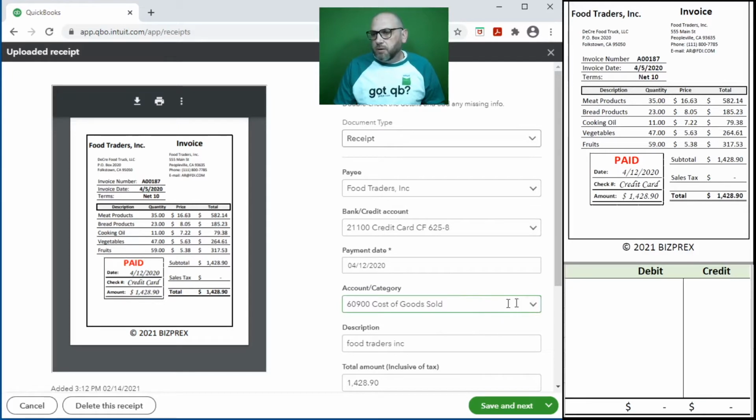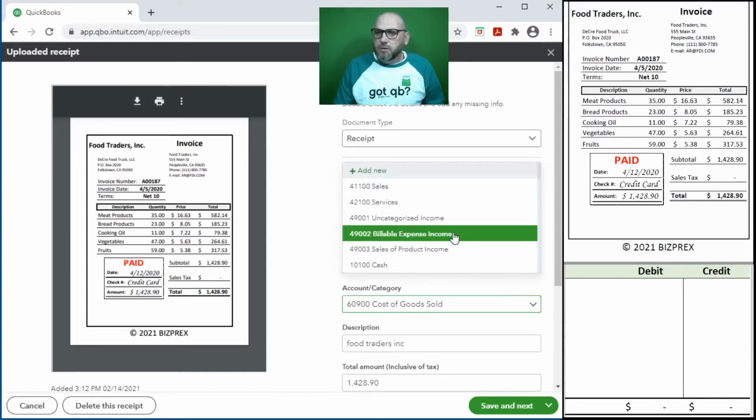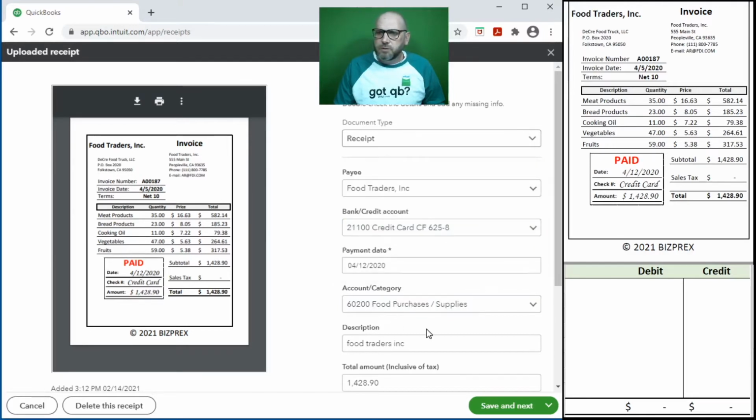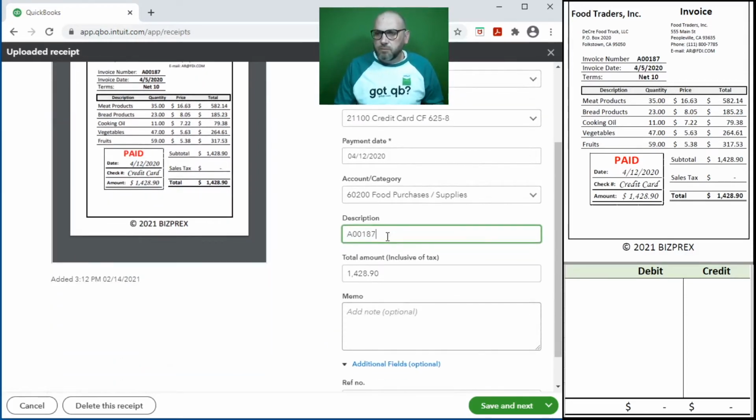Again, in our simulation for this specific company, we're not using the concept of cost of goods sold. We'll explore it in future simulations. In this case, these are our supplies, right? And let's take a look. Okay, we have food purchases, meat. So here it is, 6,200. Description, let's continue using invoice number, right? So this way we can reference. All right, what else? We can put it in the memo.